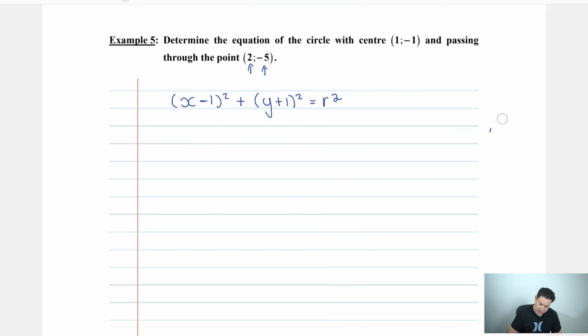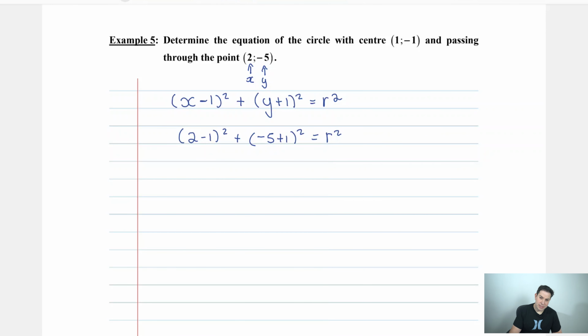However, a much easier way is we just sub in the points, x and y, into the equation of the circle to solve for r squared. So we're going to write it as (2 - 1) all squared plus (-5 + 1) all squared equals r squared.